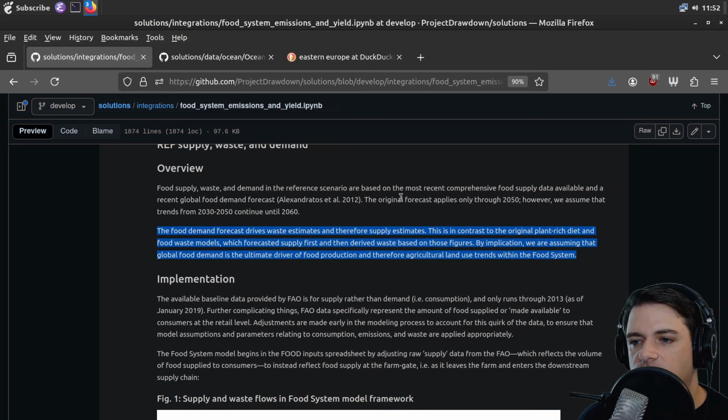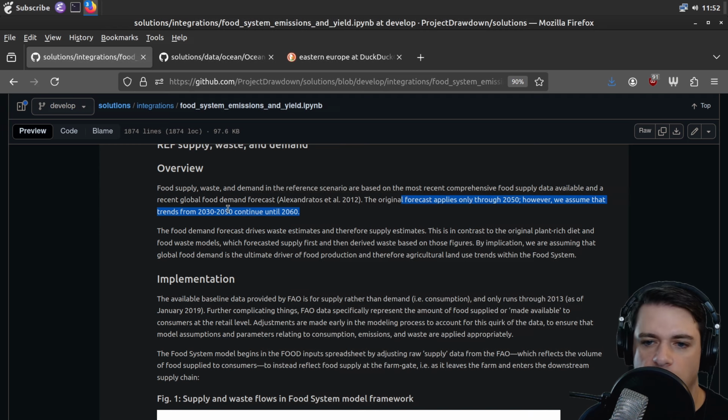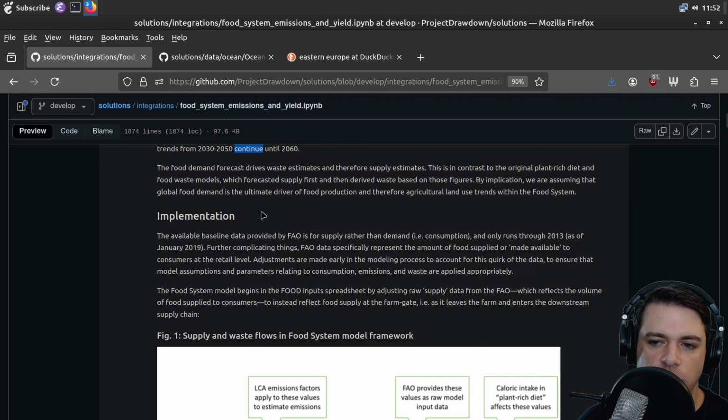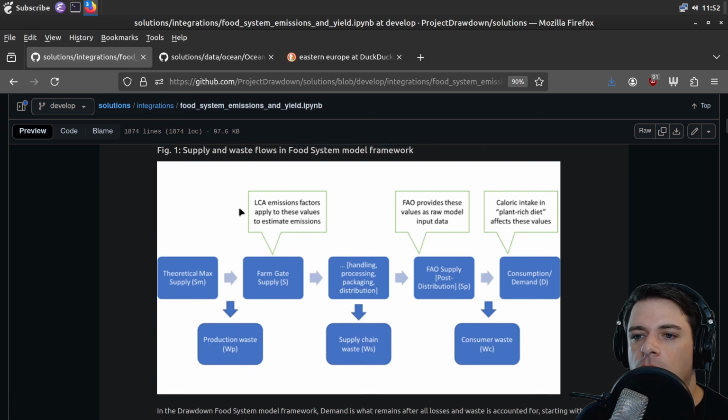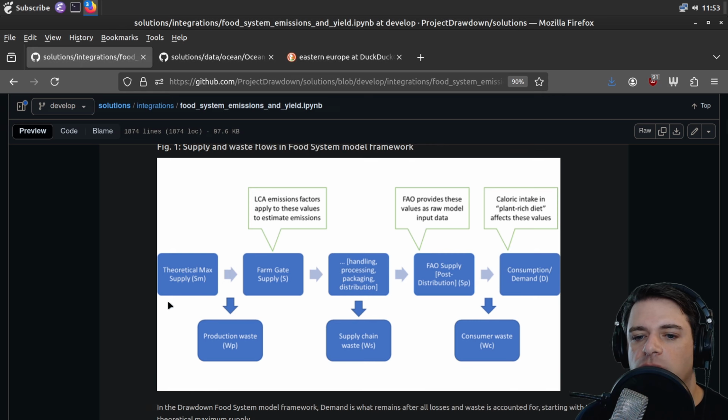Okay. The original forecast applies only through 2050. However, we assume that trends from 2030 to 2050 continue until 2060. And we've got some baseline data. And there's some framework. We have some theoretical maximum supply that feeds into a farm gate supply. LCA emissions factors apply to these values to estimate emissions. And then we have some production waste.